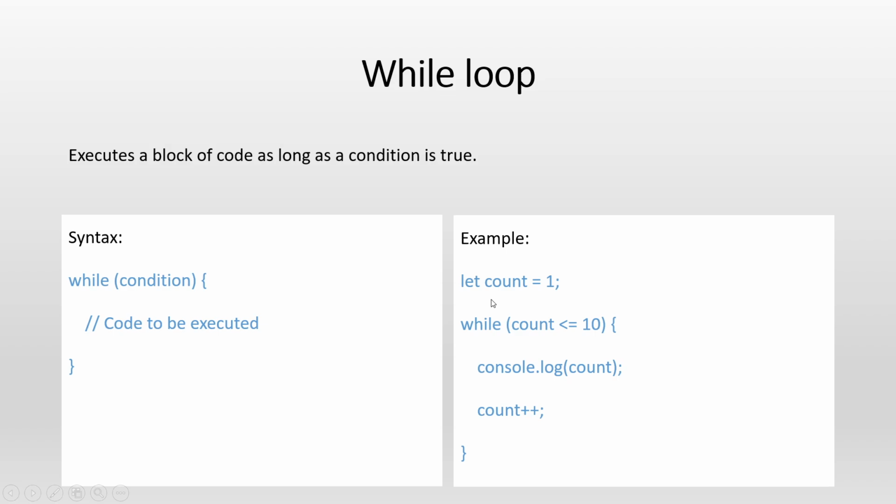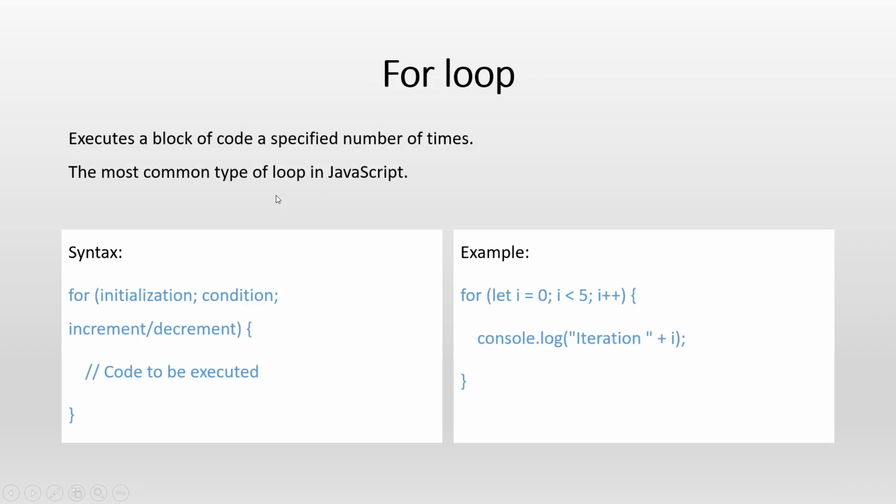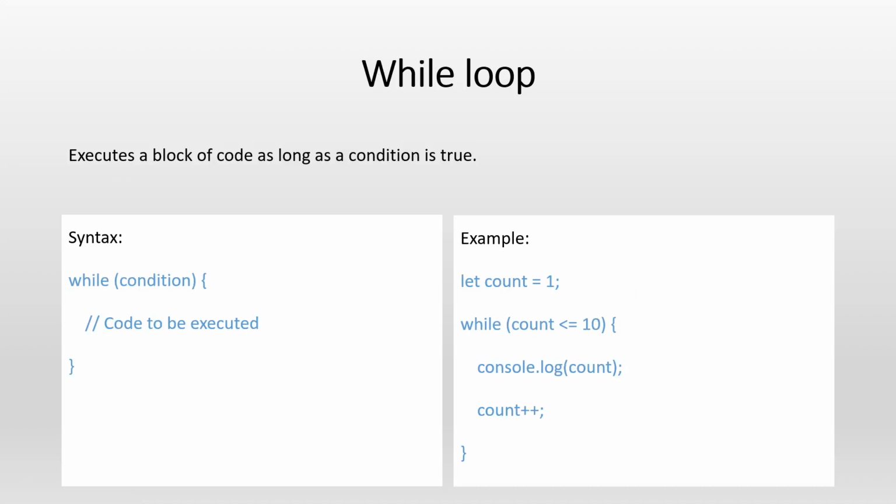So what is going to happen is it executes a block of code as long as the condition is true. In the previous for loop, we have to specify the number of times the code should be executed. As we are giving in the condition, we are specifying some number, so we are fixing that number. But coming to this while loop, we don't do anything like that. The code is going to execute until the condition is true.